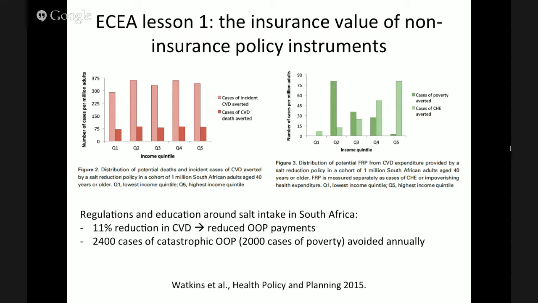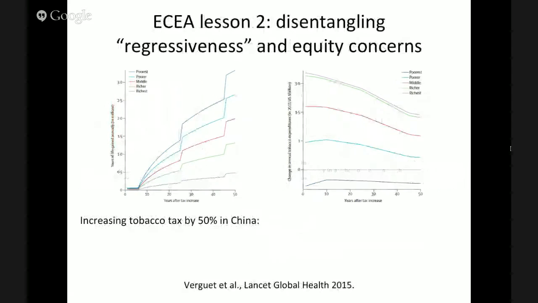And so really these regulatory and other sorts of measures can provide additional insurance beyond what the government is able to do through fiscal measures alone. We also found that this actually saves the government a lot of money because the government's the major payer of cardiovascular care for the population.